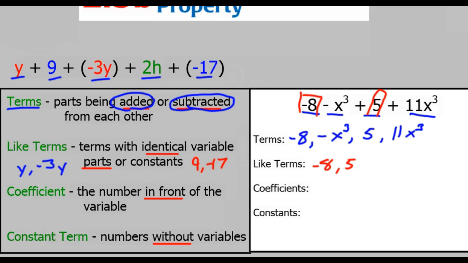We're also looking for the same ending. Here I see x cubed. This one also has x cubed. So we also have negative x cubed and 11x cubed.